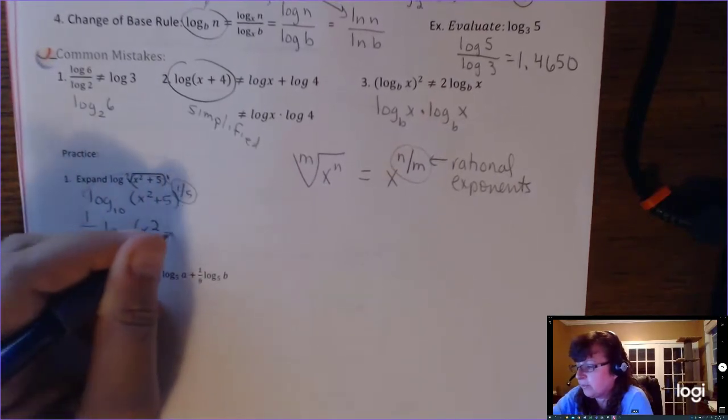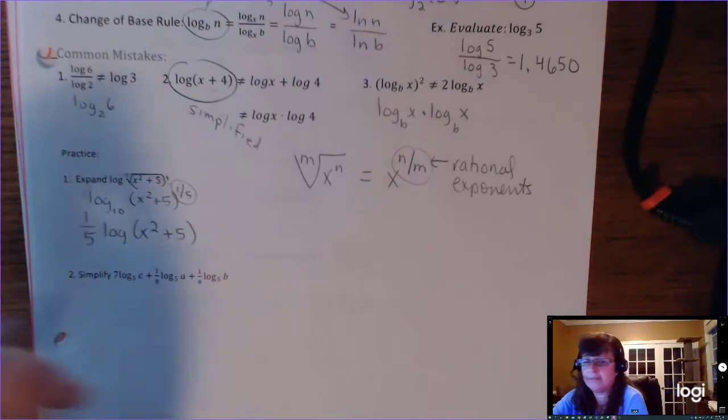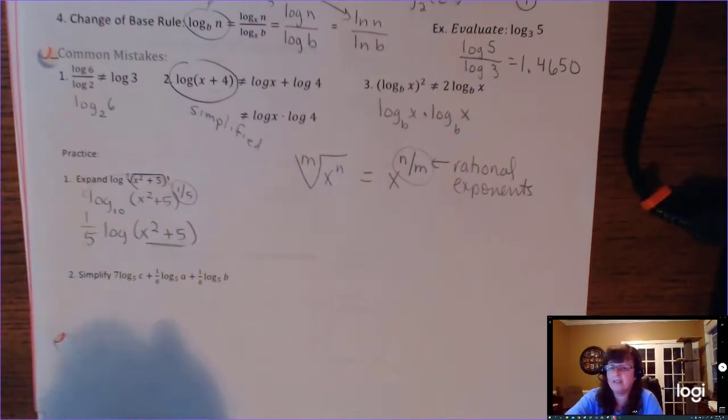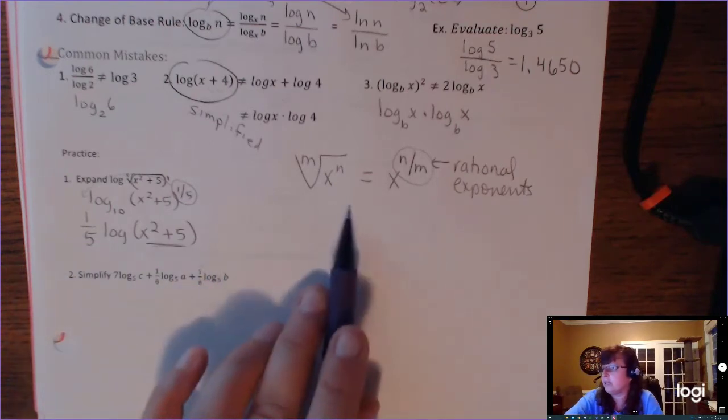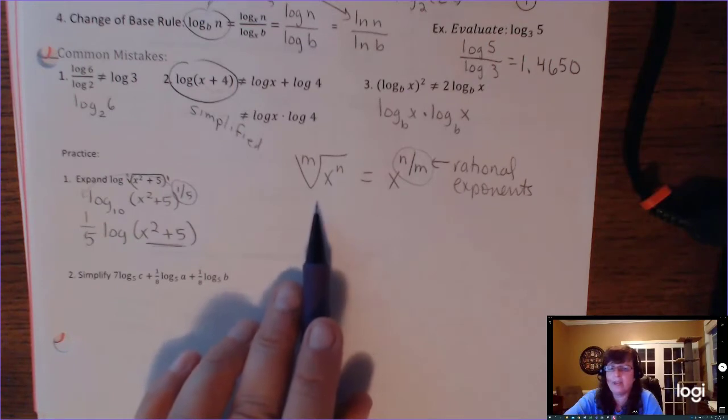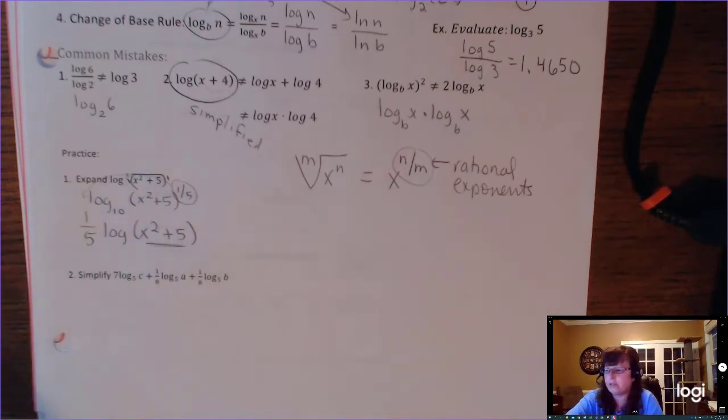But we can't split apart the x squared plus 5. That's a no-no. If you have addition inside this spot right here, you're stuck with it. Okay, you can only split it apart if there's a product in there. So there's not much to that one, but I did want to take time to tell you that you've got to get rid of all the radicals and use rational exponents to do work with logs.